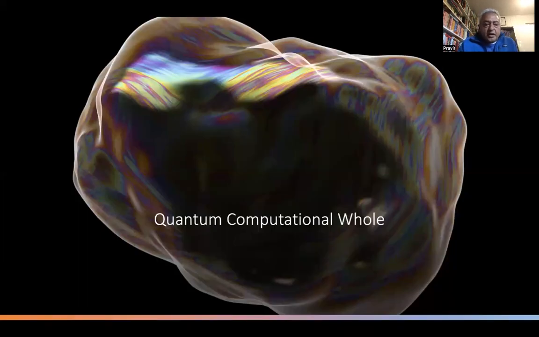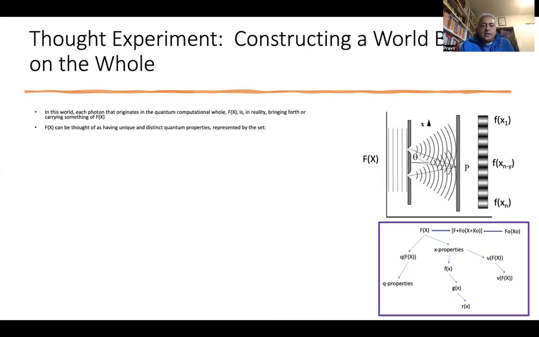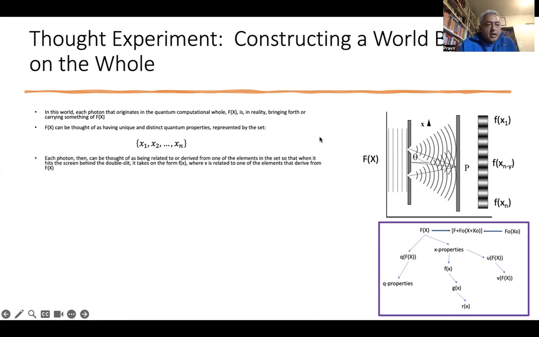So let's dive into this idea of the quantum computational whole. And the way I'm going to do that is to construct a world based on the double-slit experiment. And we're going to consider each photon that originates in the quantum computational whole, this Fx, as bringing forth or carrying something of Fx, as I mentioned earlier. So Fx can be thought of as having unique and distinct quantum properties represented by the set x1 through xn. And we see an indication of that set spread out over here and contributing or being instrumental in creating this interference pattern. Each photon can then be thought of as being related to or derived from one of the elements in the set.